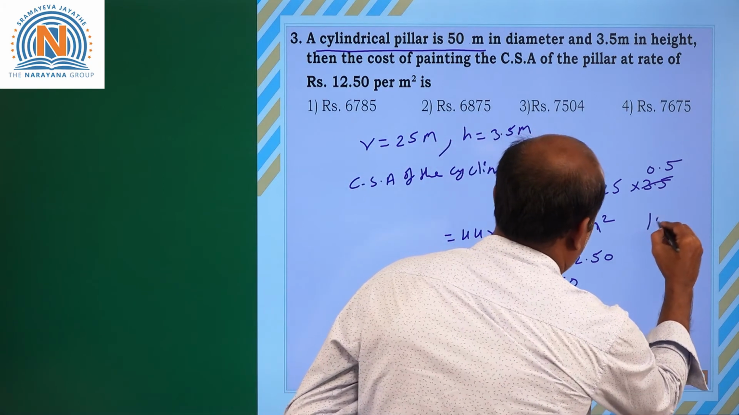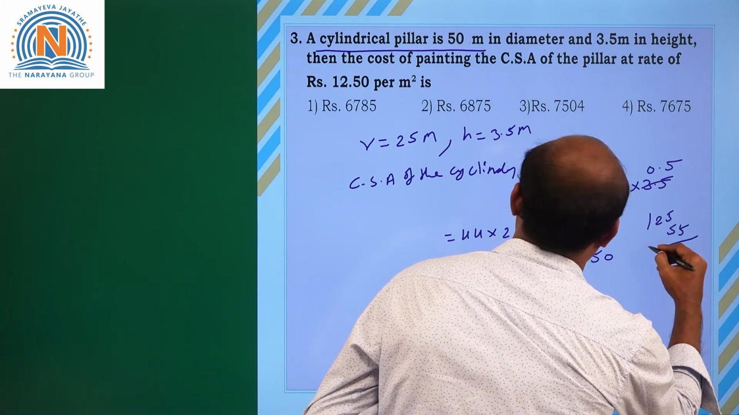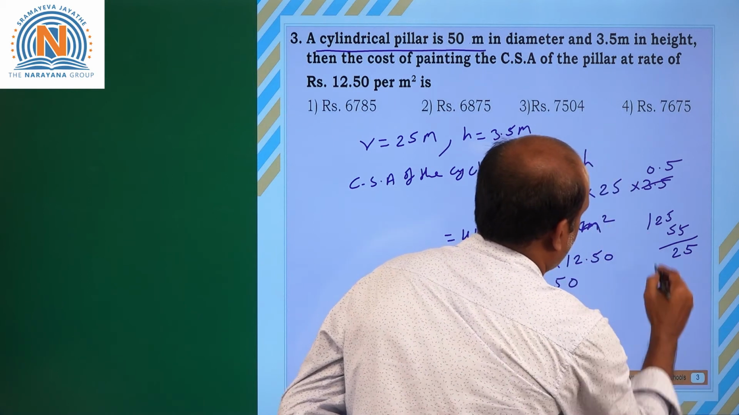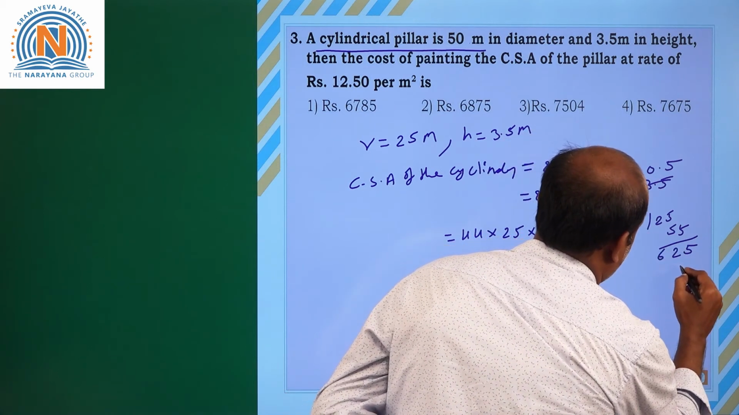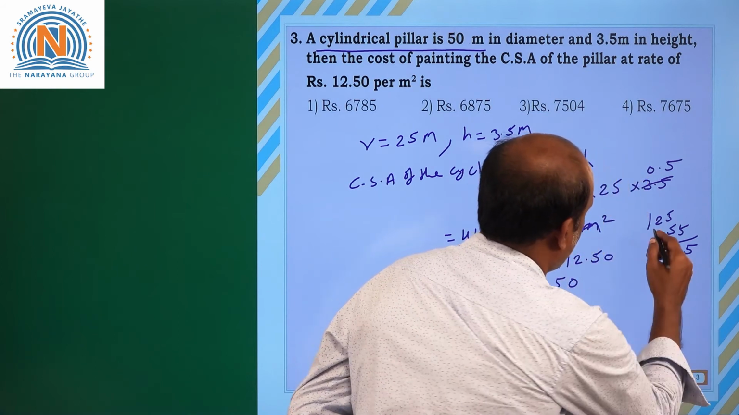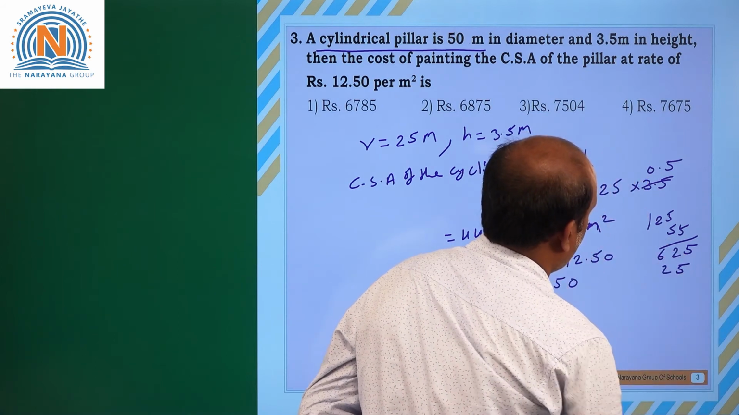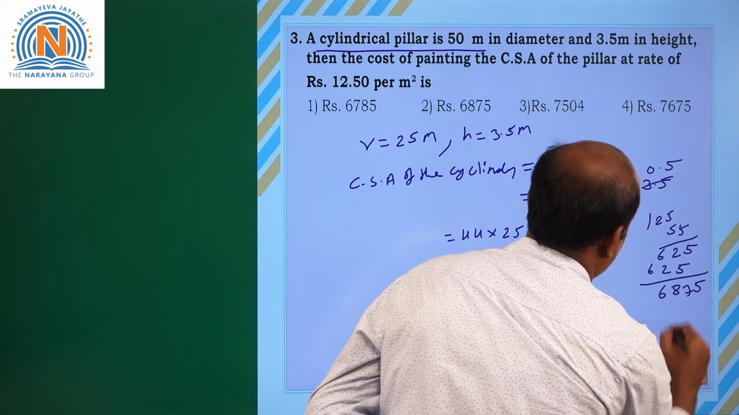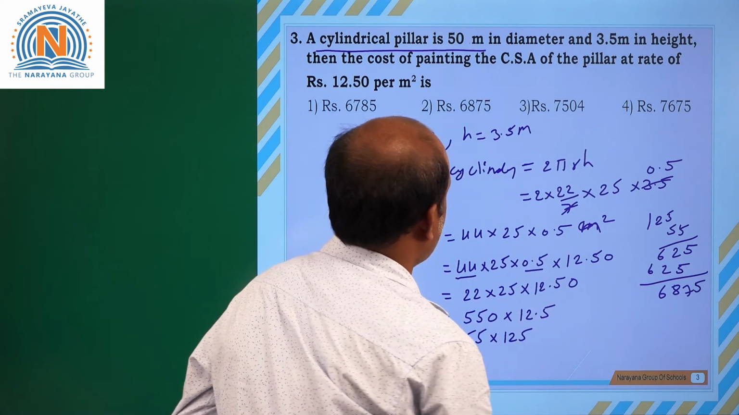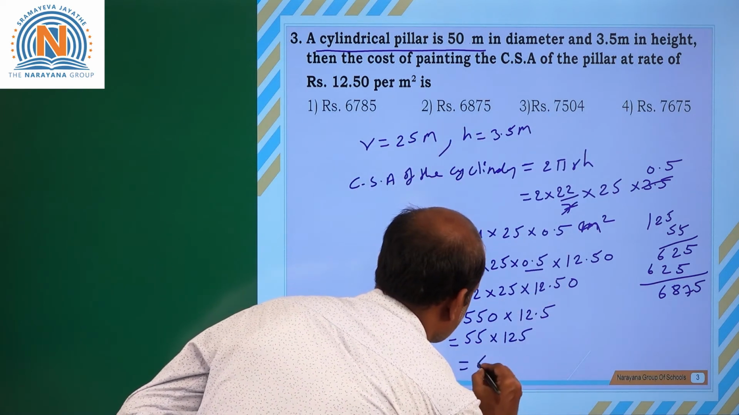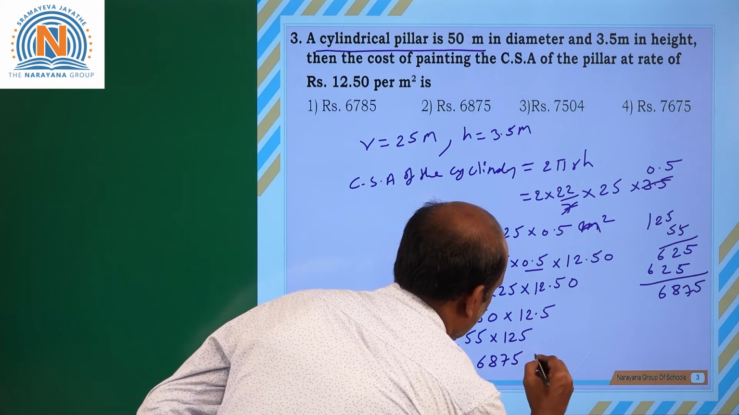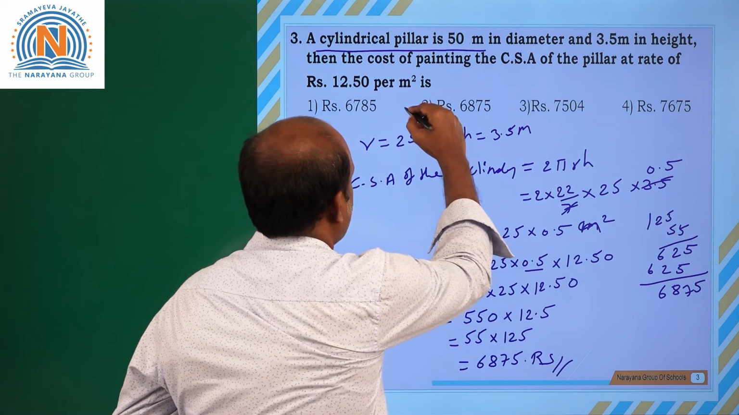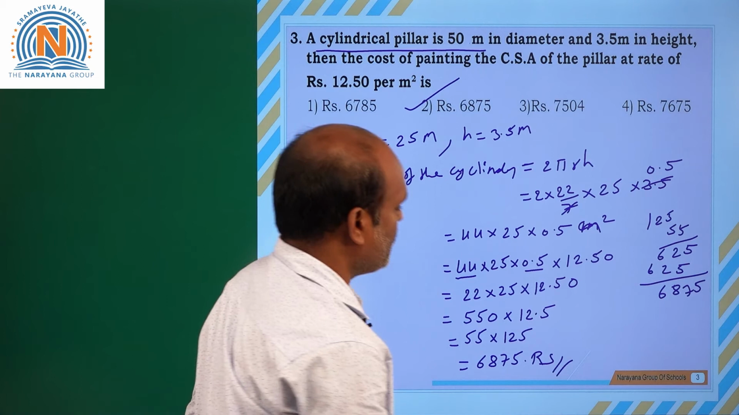Now multiply 125 by 55. 5 fives are 25, 2 fives are 10, 10 plus 2 is 12, 1 five is 5, 5 plus 1 is 6. That is equal to 6875 rupees. How much cost? 6875 rupees. So the correct answer is option 2. Option 2 is the correct answer.